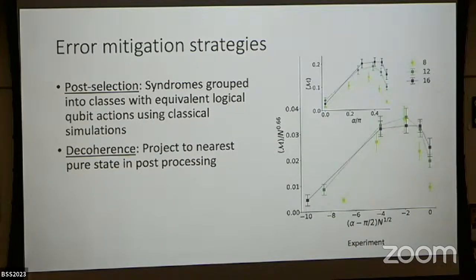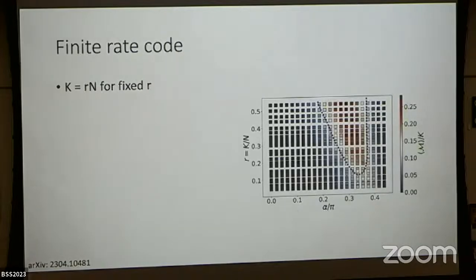But this is not the most interesting case, right? So we want to go to an actual finite rate code. Now we can change the code rate, but for right now, let's fix the code rate at 0.5. So we're always going to have half logical qubits and half syndrome qubits, and we'll look at this cut in the phase diagram.